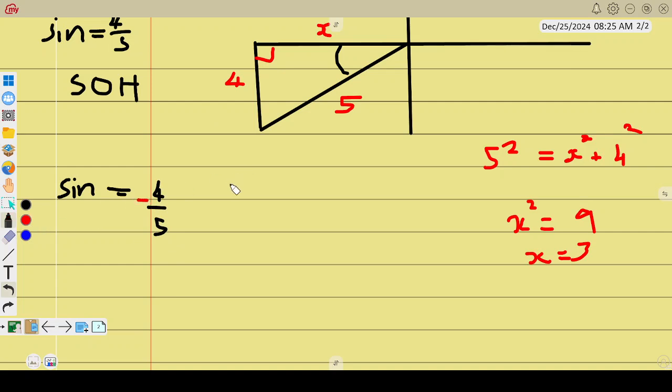And then what about cos? Cos, SOHCAHTOA. Cos is adjacent, which is 3, over hypotenuse 5. And tan, tan you can manage. Tan, SOHCAHTOA, opposite over adjacent. Opposite is 4.